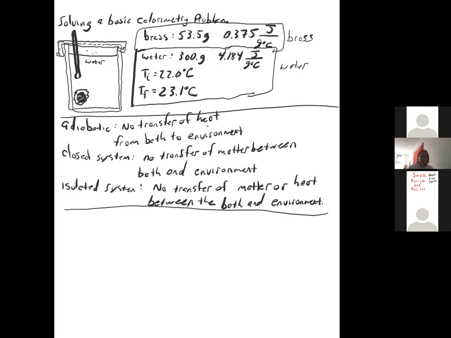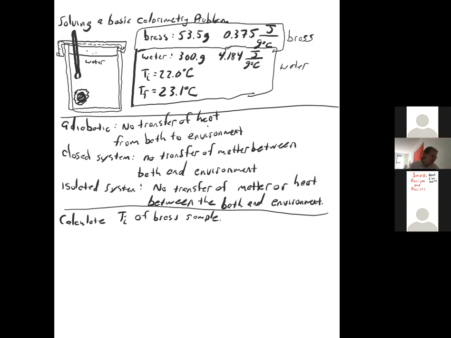Now, we have to figure out what the question is going to be, right? So the questions can vary. What it says is calculate the initial temperature of the brass sample. Cool question. All right. Here's how we're going to go about doing this. It's a little different than the ones we've done before.